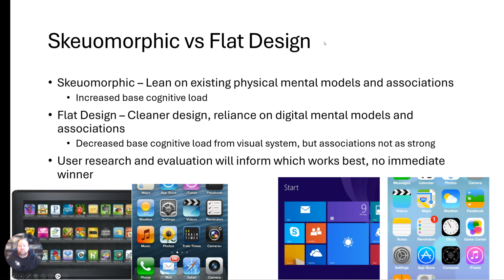Another one you'll run into a lot is skeuomorphic or flat design. So skeuomorphic, we kind of make it look like the physical world. We lean on existing physical mental models. It does have an increased base cognitive load because there's more stuff there. Good examples of this are the bottom left here. We've got the old school Kindle, first generation Fire, where things look like they're on a book rail, even though they're obviously not on a book rail. But it kind of communicates, hey, these are things like books where you can interact with them in this way.